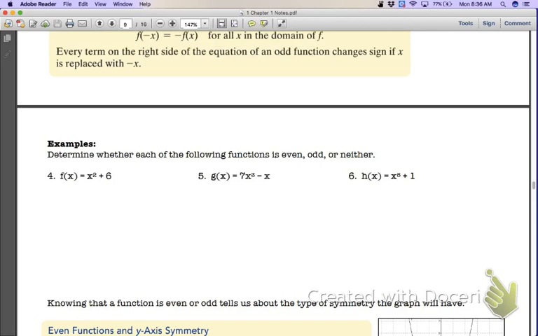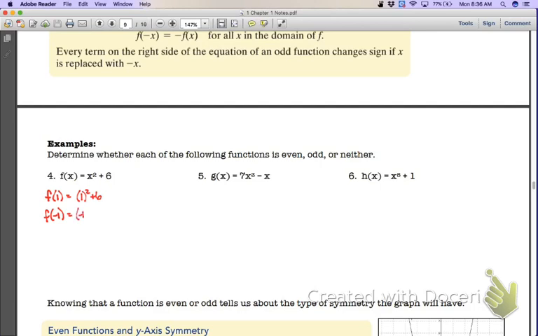Easy way to do it is try a value. What's going to be an easy value to plug in? What do you think? I can't plug in 0 because there's not a negative form of it. So what's the next best number? 1. So if I go f of 1, I basically have 1 squared plus 6. I'm going to do the same thing, but I'm going to go negative 1. These two values better be equal.